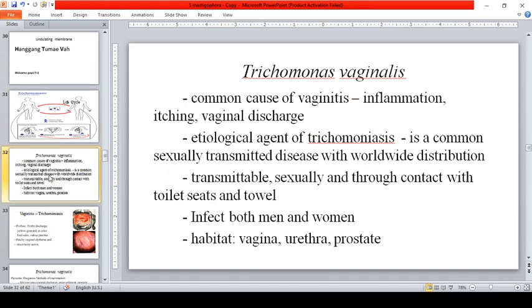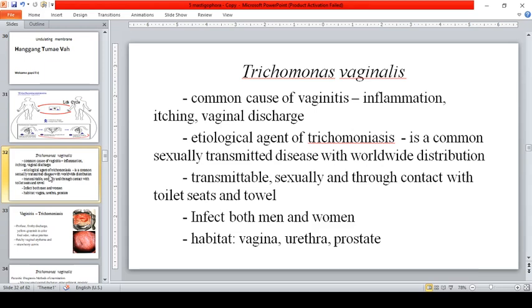Okay, Trichomonas vaginalis, that is a common cause of vaginitis or inflammation in the vagina. Okay, so inflammation, itching, and the release of vaginal discharge. Etiologic agent of trichomoniasis, that is the Trichomonas vaginalis, is a common sexually transmitted disease with worldwide distribution that is transmittable sexually and through contacts with seat, toilets, and bowel.